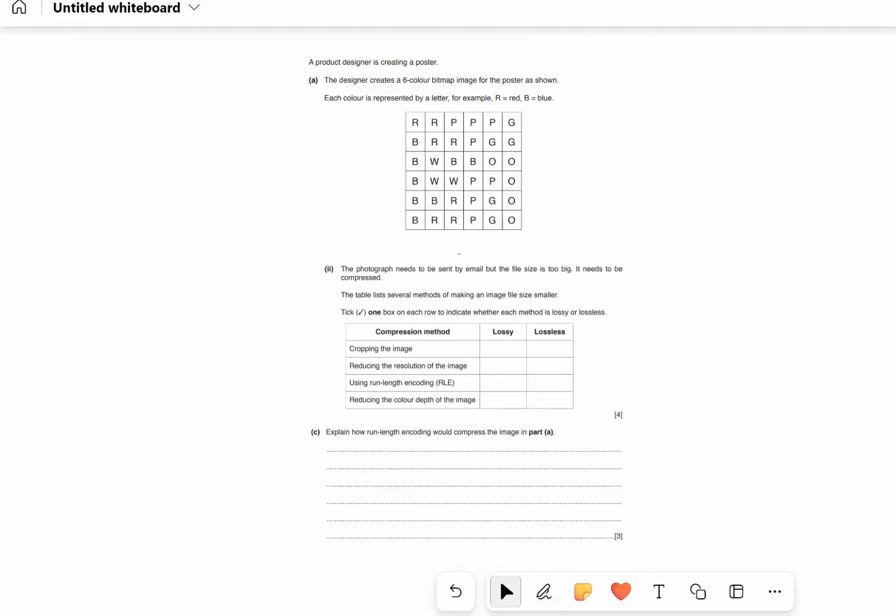Next question. Okay, so this question is split into 2 parts. We've got this bit and this bit. Pause the video, give it a go. Okay, so these are different compression methods. We're going to say if it's lossy or lossless when we send it. So the first one is cropping an image.